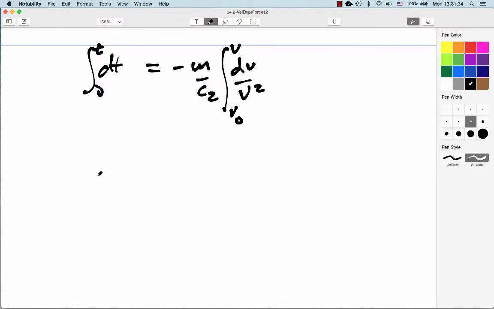Okay, so left side gives us t equals, right side is going to give us m over c2 times 1 over v minus 1 over v naught. All right, now as usual, you want to go ahead and rearrange this to get v as a function of t, because ultimately we're going to try to express x as a function of time. So let's go ahead and do that.